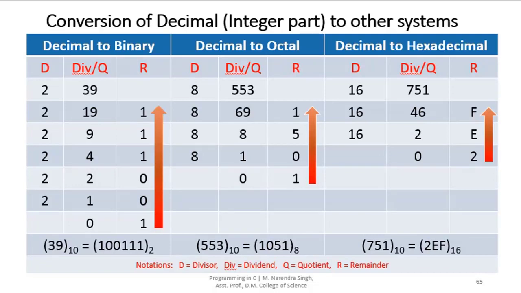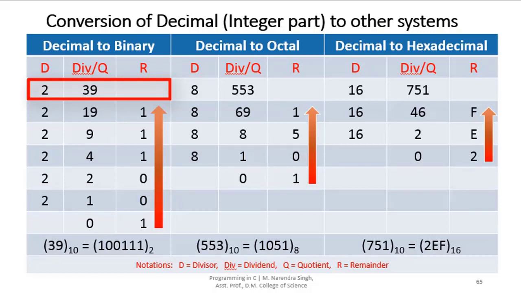Now, conversion of decimal to other systems. In this slide, we will be dealing with integer part only, not the fractional part. We will deal with fractional part in the next slide. Let us first do the conversion of decimal to binary. Suppose 39 is the decimal number we want to convert to binary. Since base of binary is 2, we will divide 39 by 2.